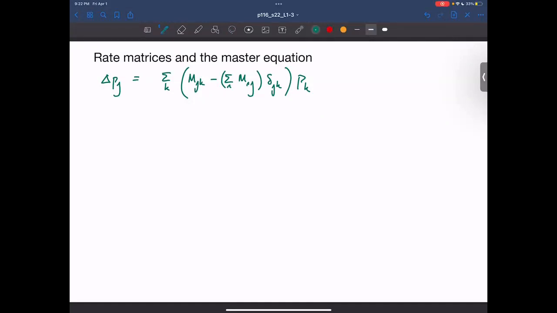So M_JK, this particular variable here, is the probability of transitioning into J from K. That's what's written. If we want to think about what the rate is, the rate's different than the transition. We need to think about how this changes in time. So we do delta P_J over delta T, M_JK over delta T minus sum over I, M_IJ.